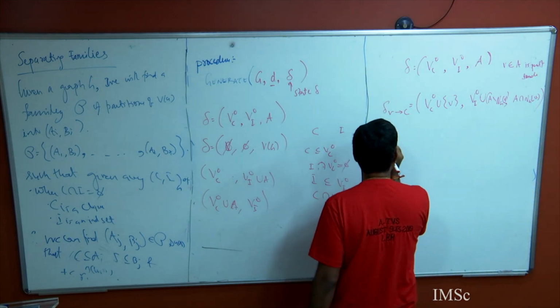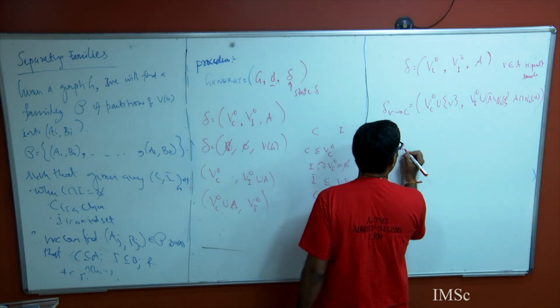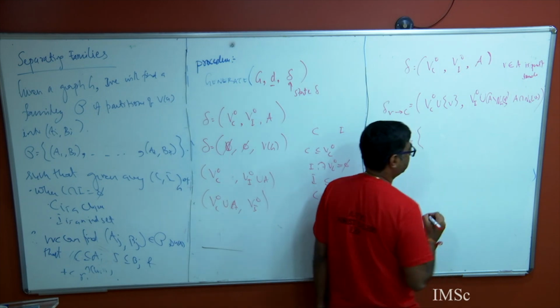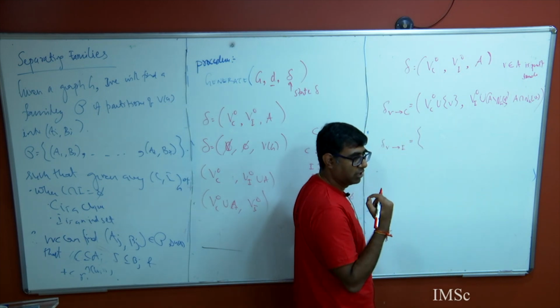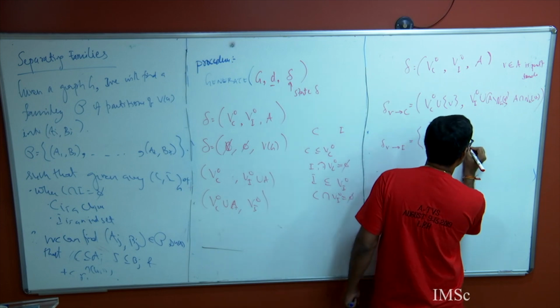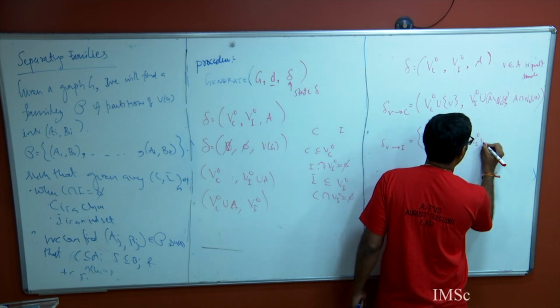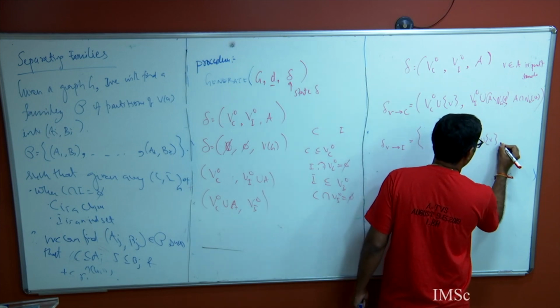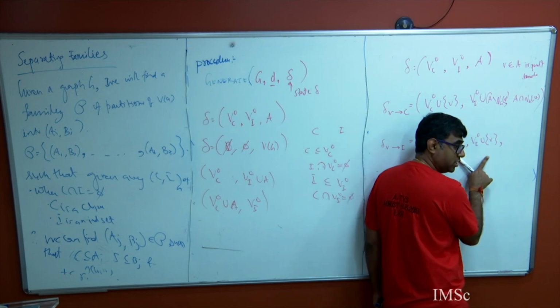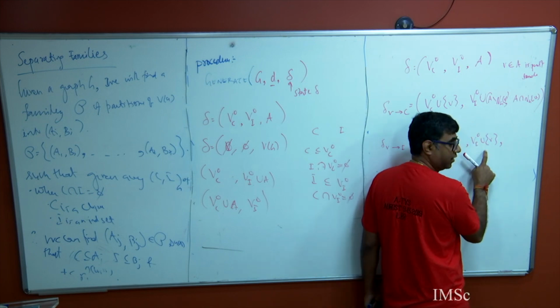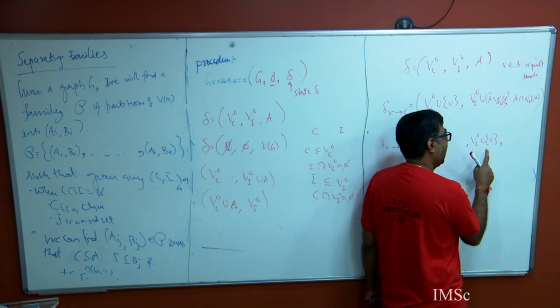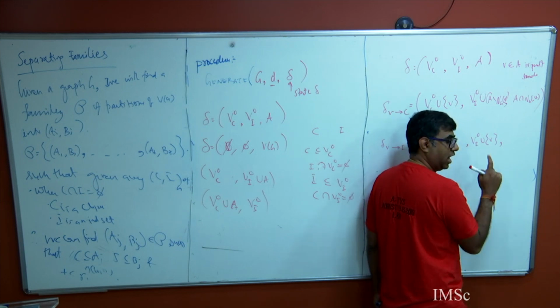Maybe I decide to put delta V to the independent set. Then what happens? If I decide to put a vertex into the independent set, then clearly all its neighbors cannot be here, right? And the only vertices I can put here are its non-neighbors.